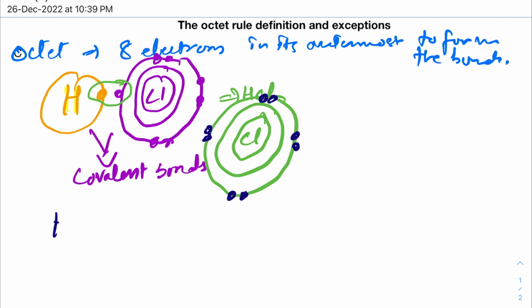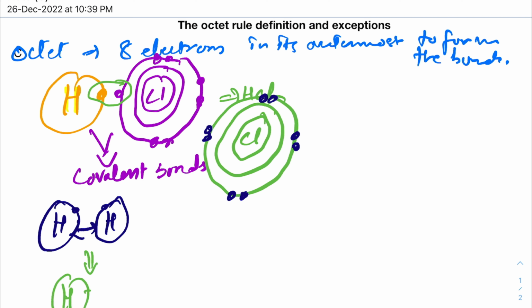So what happens when we have 2 hydrogen atoms? Here they come close to each other in such a way that they share their electrons, and then they form hydrogen, and they form a covalent bond with each other. So they form H2.